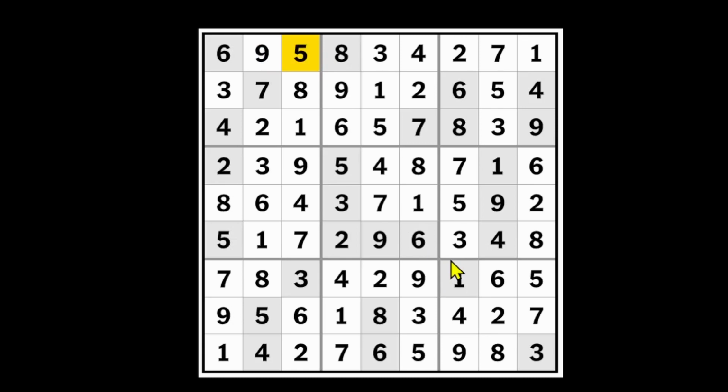I really hope that you enjoyed this puzzle. It had its little tricks a couple of times, but as you can see, it was fairly easy to solve without the use of pencil marks.